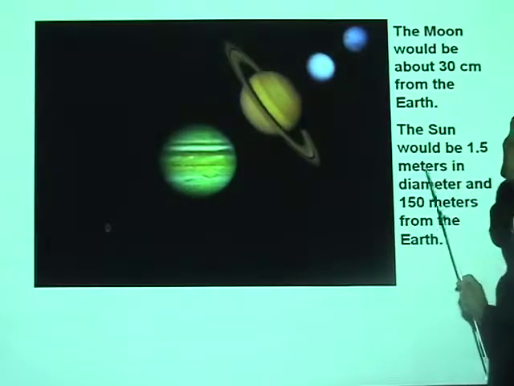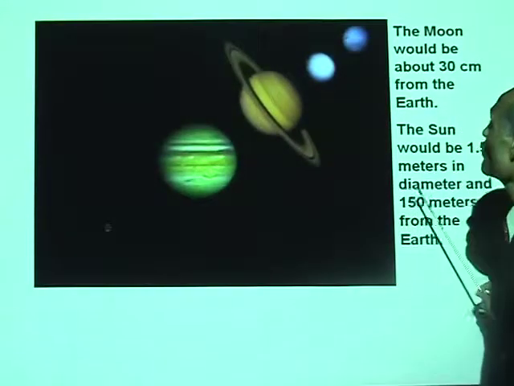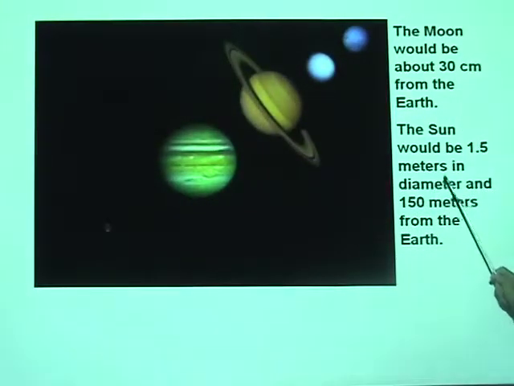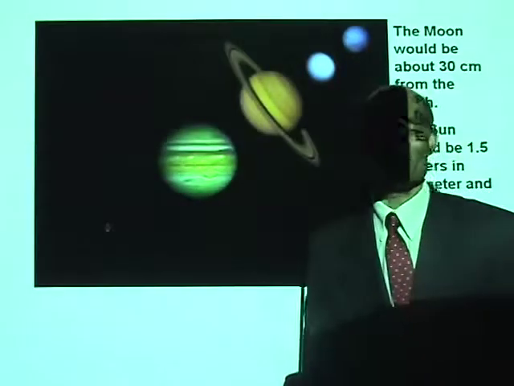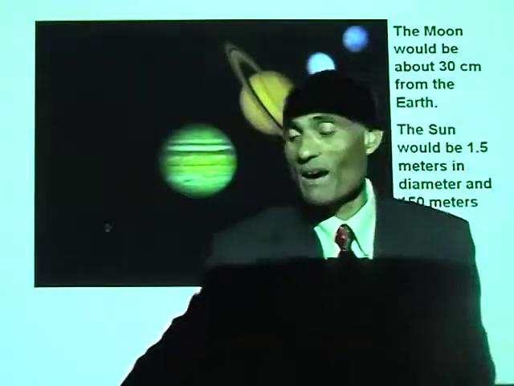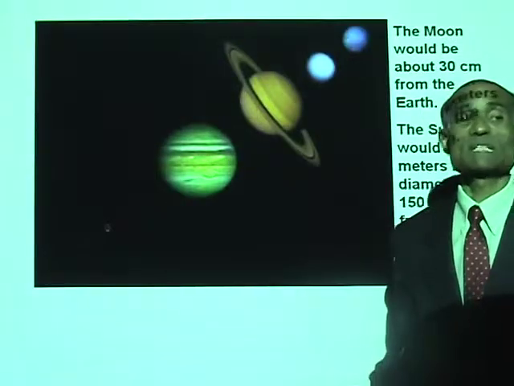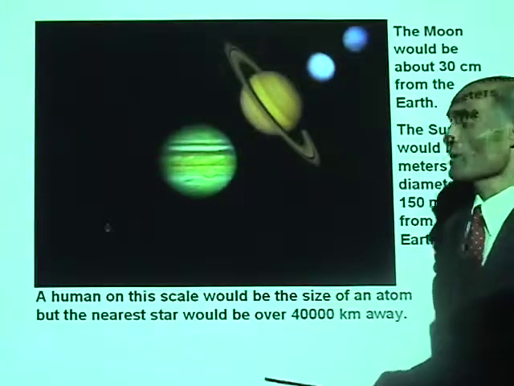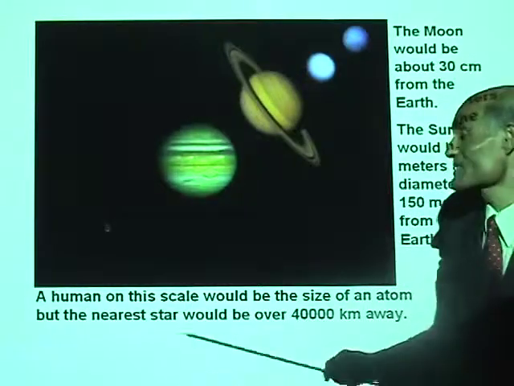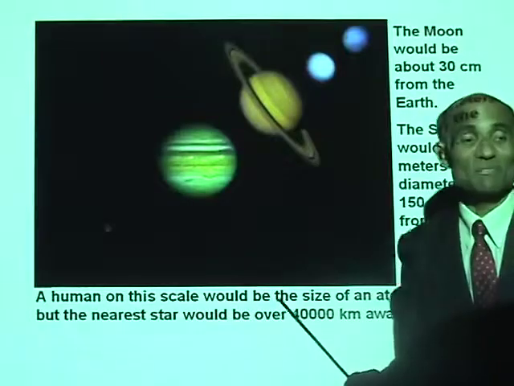The Sun would be 1.5 meters in diameter and can be seen 150 meters from the Earth. So, in that scale, the Sun would be about 1.5 meters. Now, imagine a sphere of 1.5 meters. That's about the relative size. And what will a human be on that scale? A human on the scale would be the size of an atom.